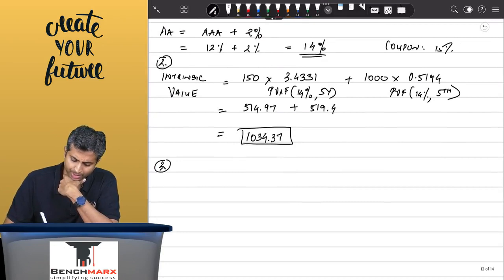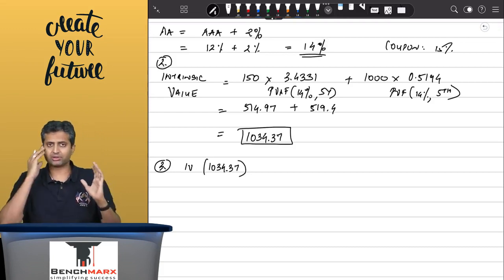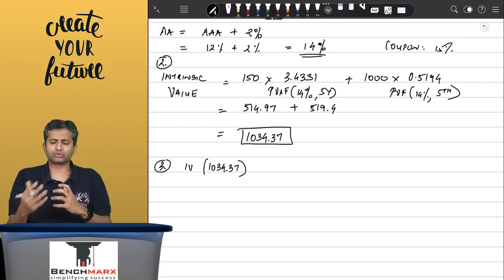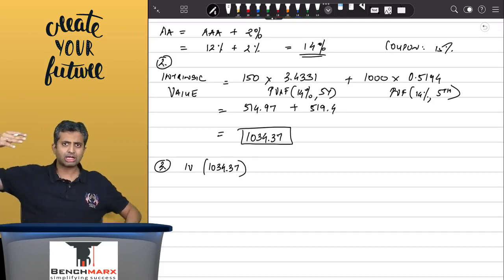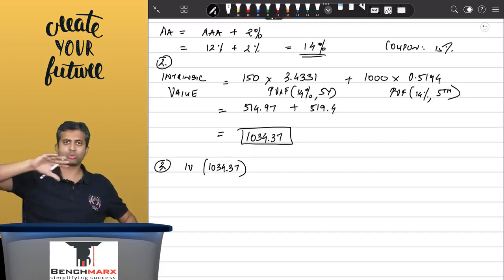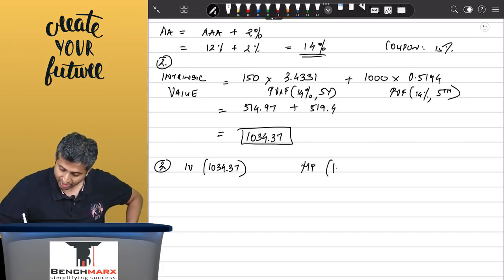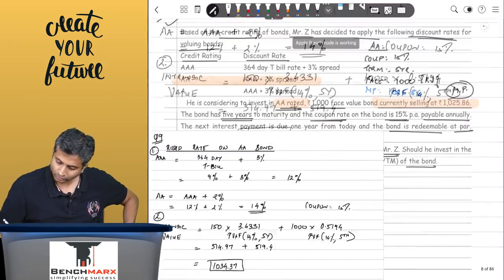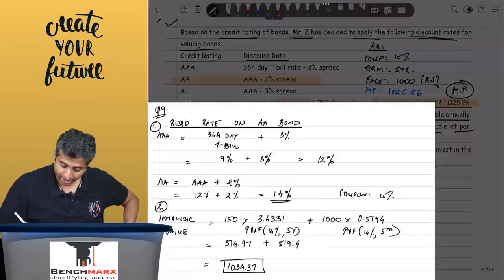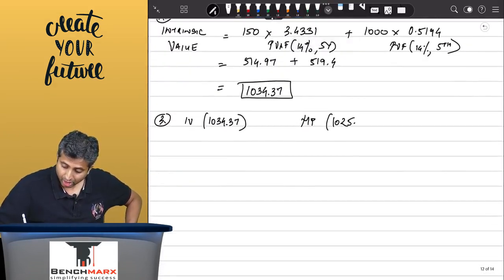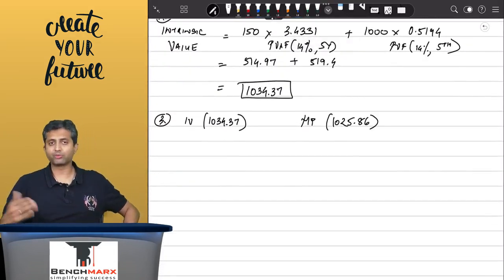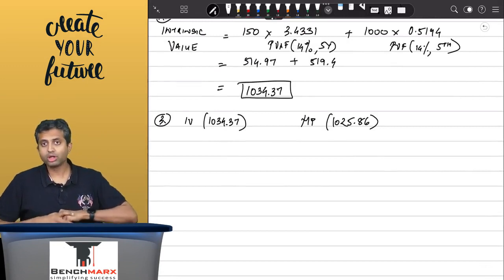Now you compare the intrinsic value, IV, which in today's terms you are prepared to pay a maximum of 1034.37. Intrinsic value is the present value of future cash flows. So based on the future cash flows that you are going to get in today's terms, the maximum you are ready to pay is 1034. However, the market price, the bond is available at 1025.86. You are ready to pay 1034. Will you pay 1034? No.